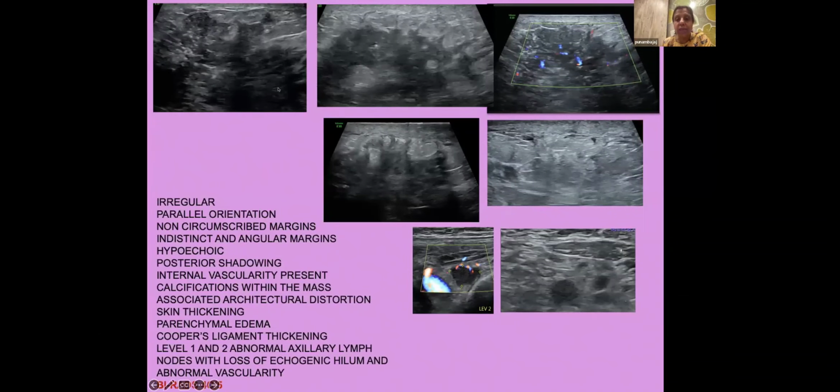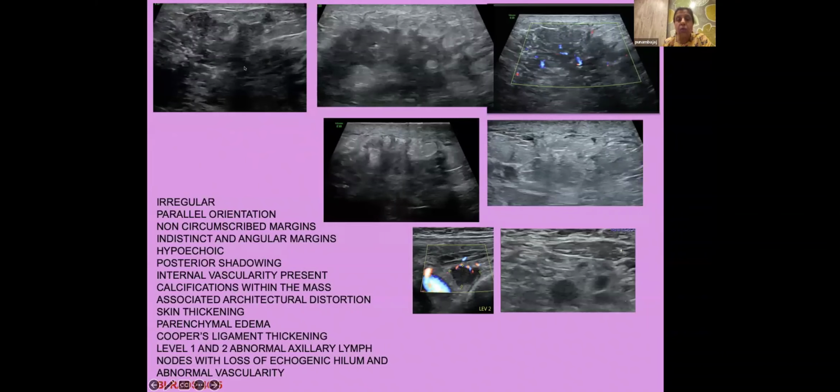Now let's quickly go through how you would describe this. I'm only going to speak so that we finish this fast. Now, what is the shape of this that you're seeing? It's irregular. It is in parallel orientation, long axis along skin surface. So parallel orientation, margins non-circumscribed. There's no abrupt transition. How will you describe these margins? They are indistinct and partly angular. Can you see these little angles coming out? These are partly angular. In fact, I would say some of them are even microlobulated. So it's a very mixed kind of margin.